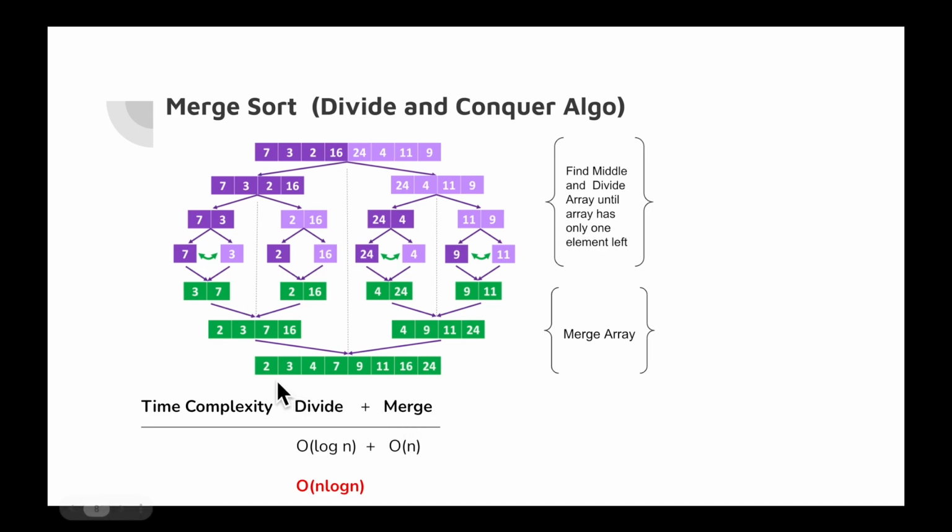And merge. When we merge the array, we are merging this entire array, I mean the left array and right array. So the merge complexity is O of n. So the total time complexity for the merge sort is O of n log n.